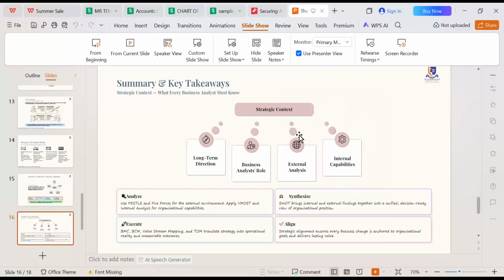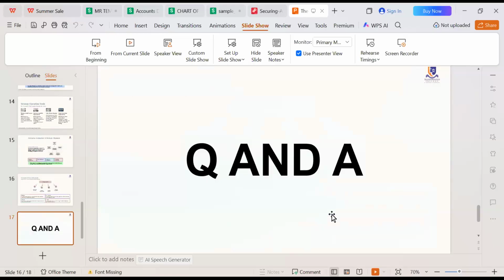All right. So, summary takeaway, right? The strategic context, like I said, the long-term direction is very key. The business analyst, you need to play a very vital role in achieving the long-term strategic goal of the organization by doing your external and internal analysis, leveraging PESTLE analysis, SWOT analysis, and all of that. You need to use this and Michael Porter's five forces to achieve all of this: the vision, the mission, the objective, and strategic goals, and also how to execute them using the business model canvas, and also the synthesis around it, leveraging the SWOT analysis and all of that. All this will help in aligning and achieving the business objectives and strategic goals.